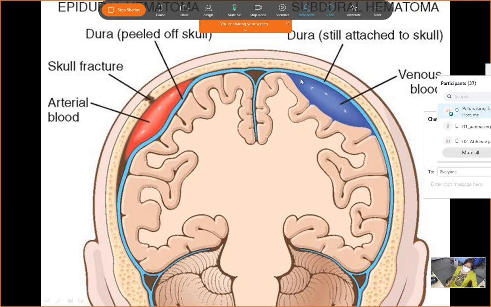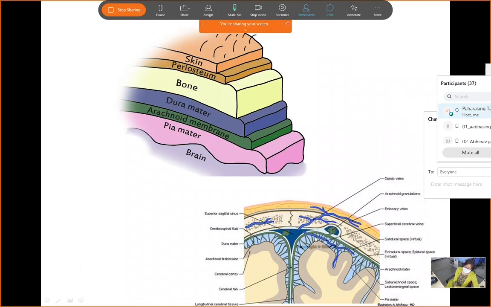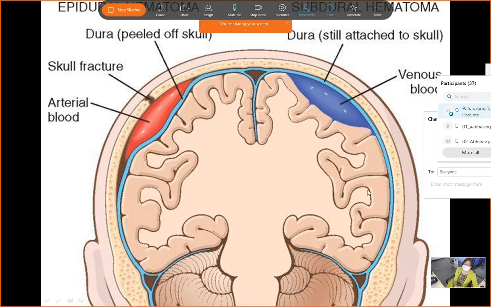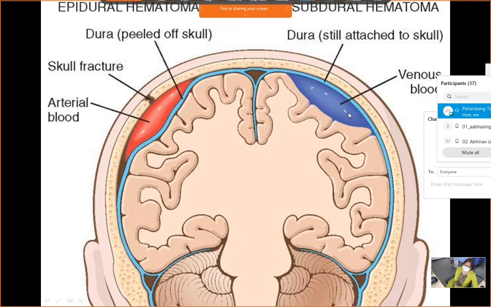And some accidents may lead to subdural hematomas, and as you can see in this picture, you can see these blue things. These are the veins, emissary veins. And these emissary veins come inside. These are the superficial cerebral veins. So when there is severe trauma, these veins may get totally disrupted, thereby causing a hematoma filled with venous blood. And this is a subdural hematoma, meaning that it is below the dura and above the arachnoid. So you have the dura still attached to the skull.